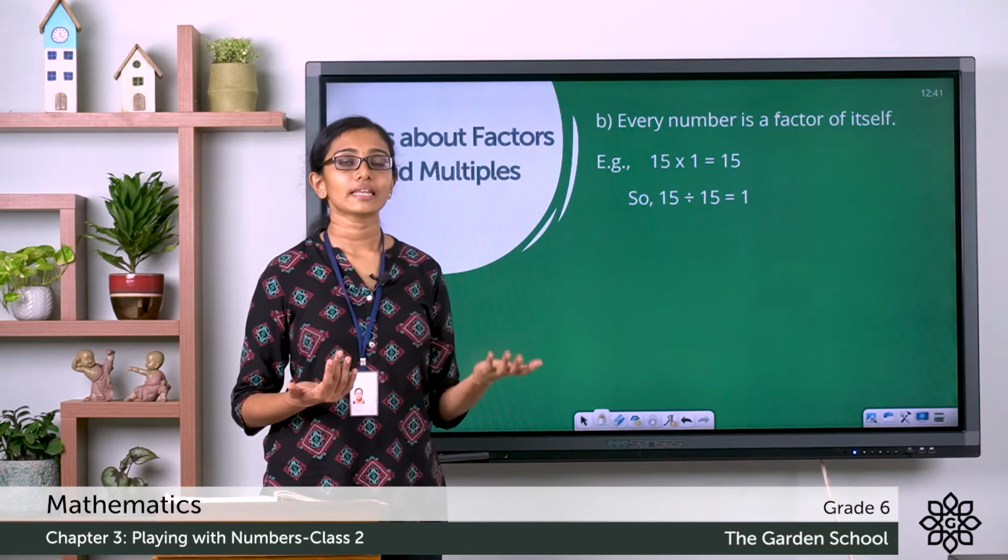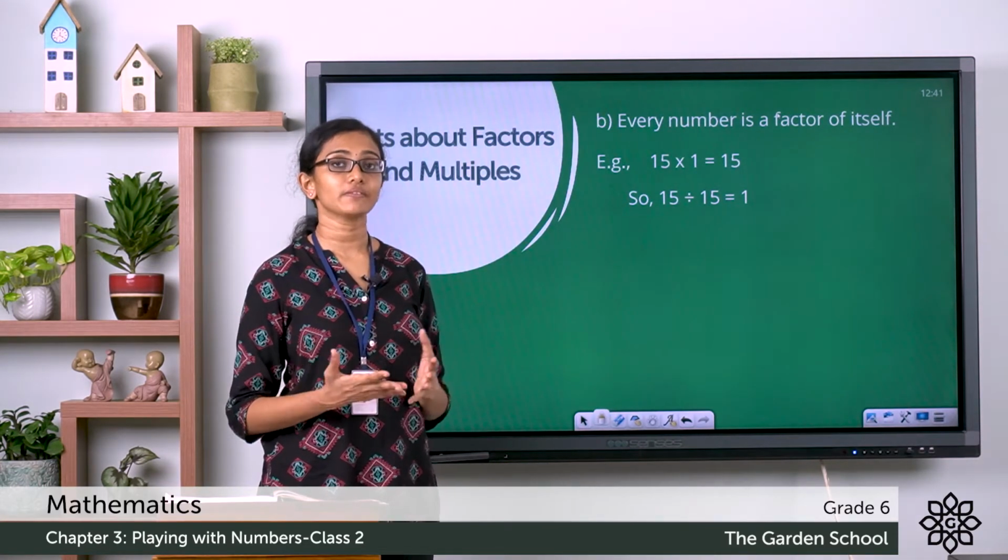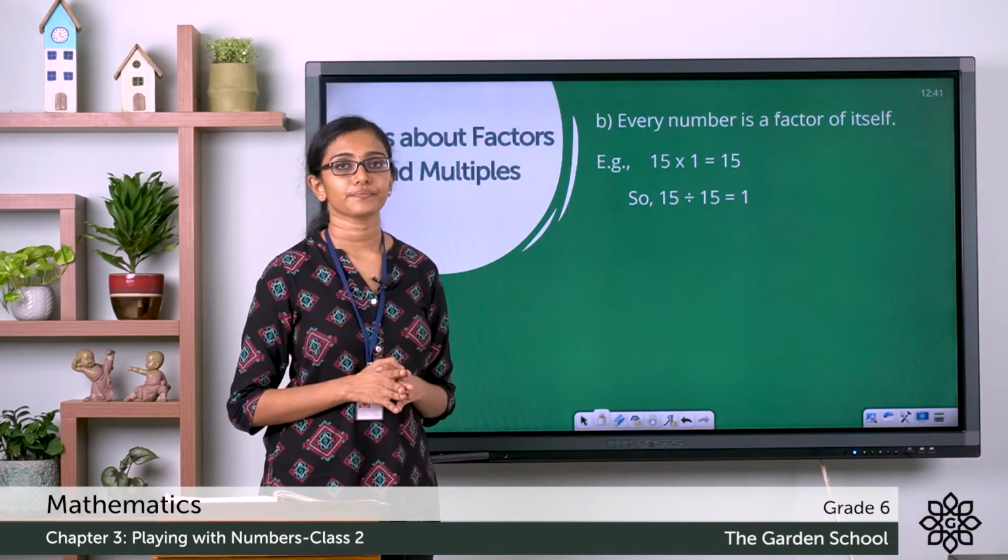So, let's say every number is a factor of itself. So, what do you call a number that can divide a given number completely? It's called an exact divisor or a factor.